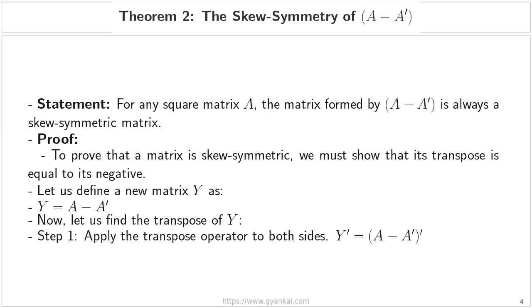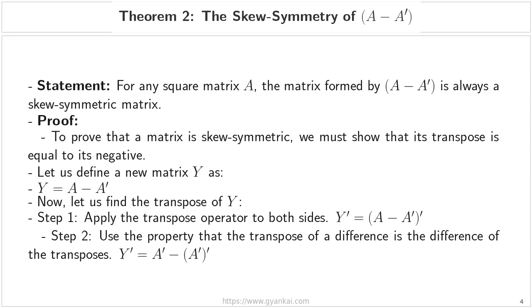In step 1, we apply the transpose operator to both sides of our equation. This gives us Y transpose equals the transpose of the quantity A minus A transpose. In step 2, we apply one of the fundamental properties we reviewed in the prerequisite slide. The transpose of a difference is equal to the difference of the transposes. Therefore, Y transpose equals A transpose minus the transpose of A transpose.